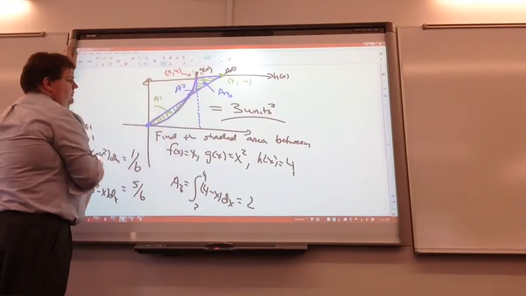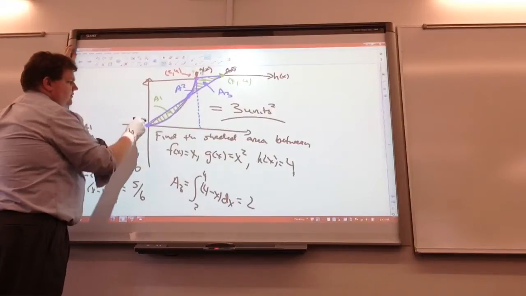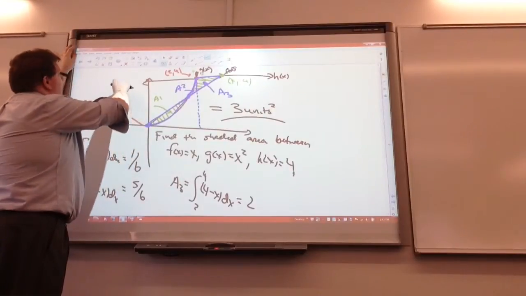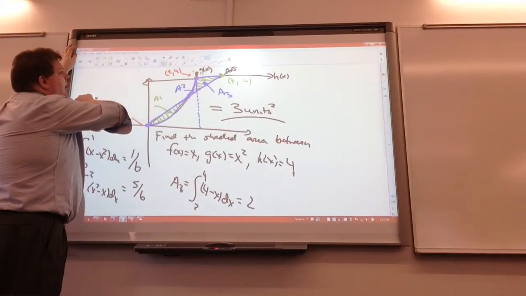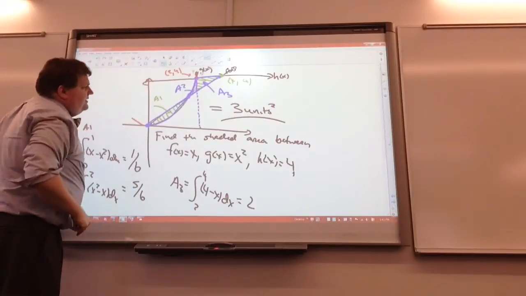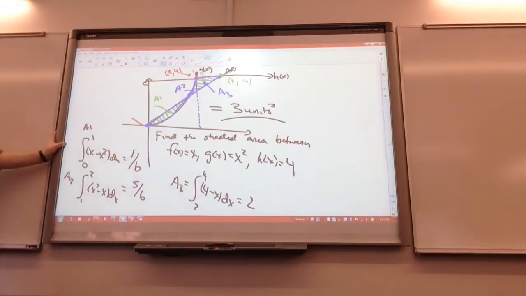The other side of the parabola, where it comes over here and then intersects with h of x equals 4? I didn't write out that part because that wasn't part of the original question. The original question was not to find the stuff bound by all three. It was to find the stuff in the shaded region.